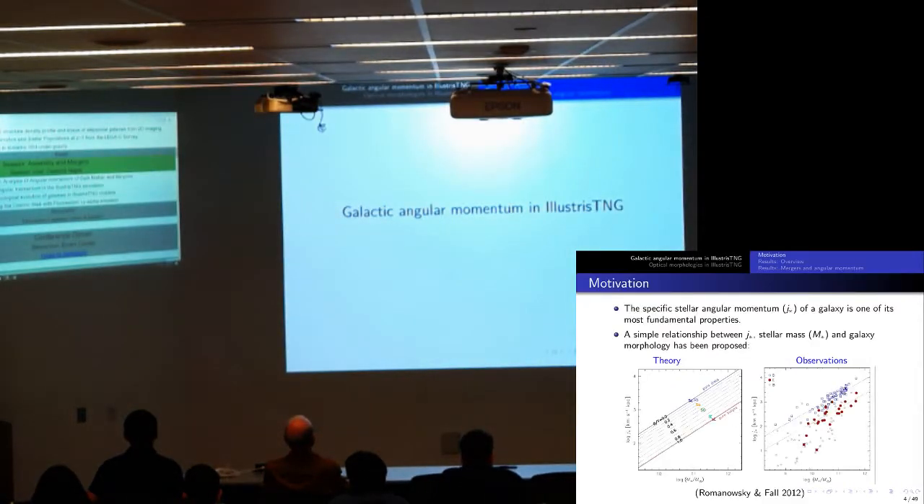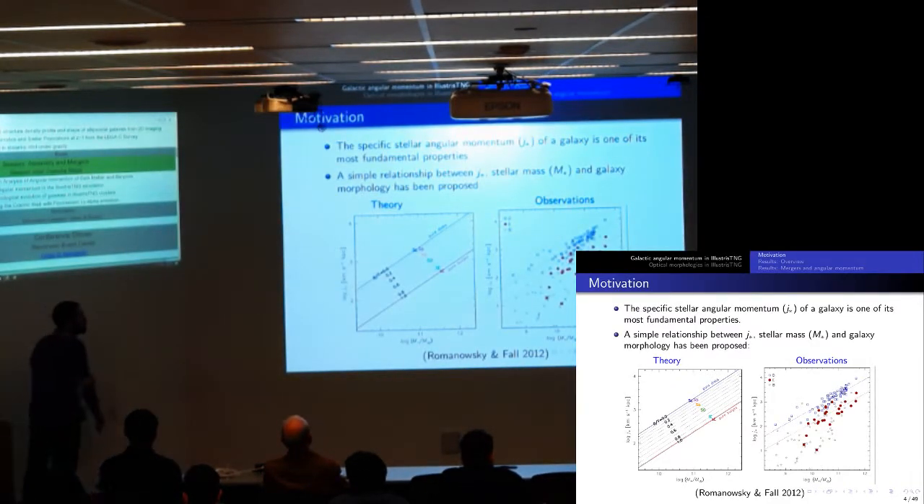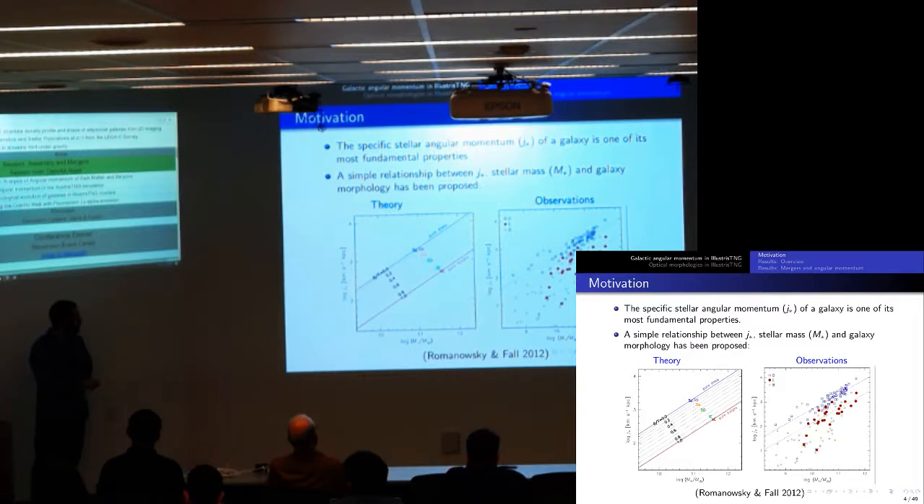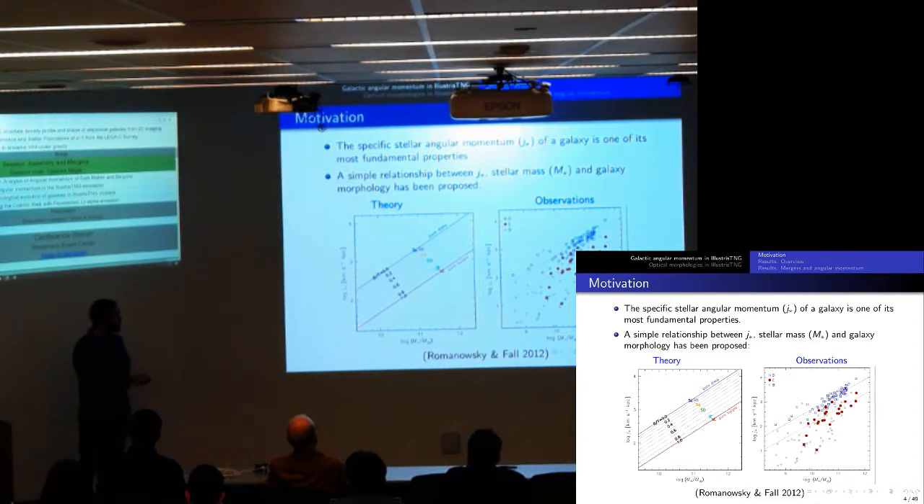So the specific angular momentum of a galaxy is one of its main properties. In fact, it might be the second most important property of a galaxy after its stellar mass, in my opinion. And you might have seen this relationship between J star and M star. Well, in fact, Shai showed it 20 minutes ago. Some people know it as the Fall relation. I just know it as the J star M star relationship.